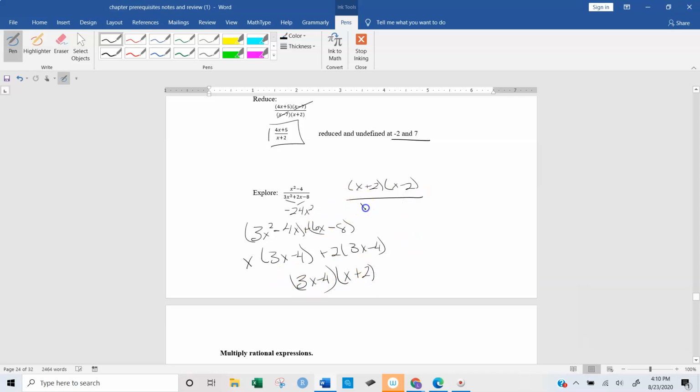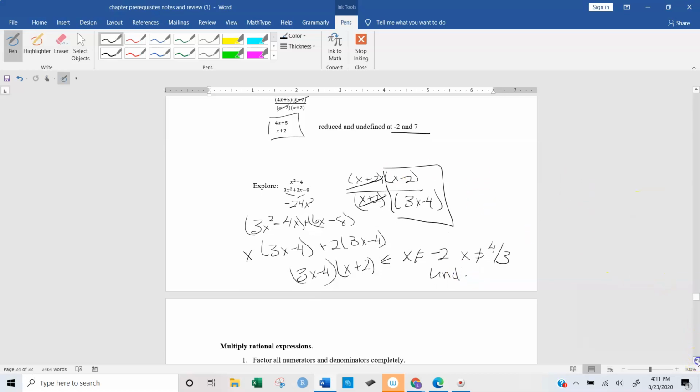So we write this underneath our numerator. Okay, I'm going to cheat just so it's easier to write. Then 3x minus 4, your x plus 2 cancels, leaving you with x minus 2 over 3x minus 4. This is where it's undefined, so I know x cannot be equal to negative 2, and x cannot be equal to, you're going to add the 4 and divide by 3, a positive 4/3. These are your undefined values. Later on they are asymptotes.